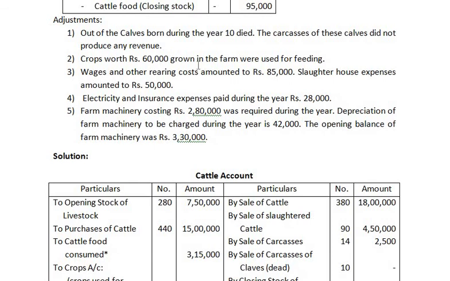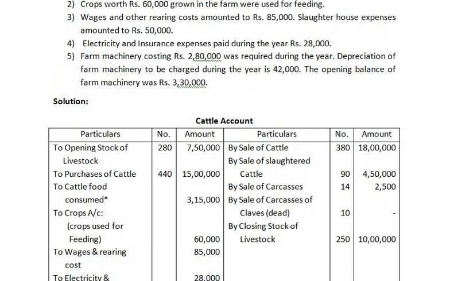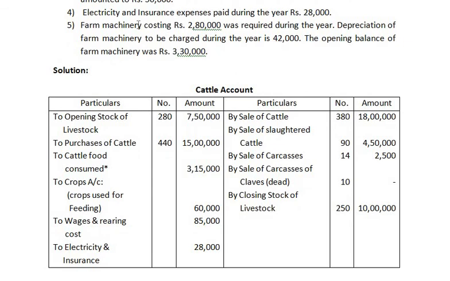Crops worth ₹60,000 grown in the farm were used for feeding. So, this has to be recorded as crop account on the debit side of cattle account. Wages and other rearing cost amounted to ₹85,000 and slaughterhouse expenses amounted to ₹50,000. This has to be debited to the cattle account. Electricity and insurance expenses paid during the year, this has to be debited.